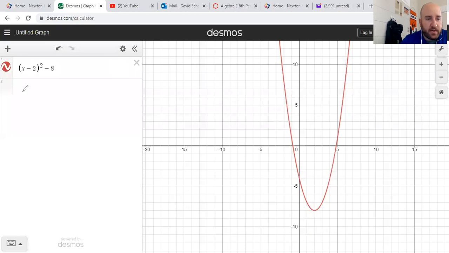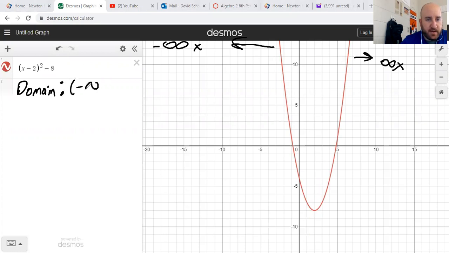So my domain, I'm still looking at the same thing. Still have a parabola that's pointing up. This end is still going to continue to go left to negative infinity x. This end is going to go right to positive infinity x. So my domain is still going to be negative infinity to positive infinity.